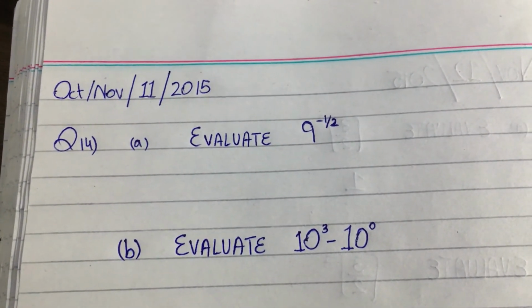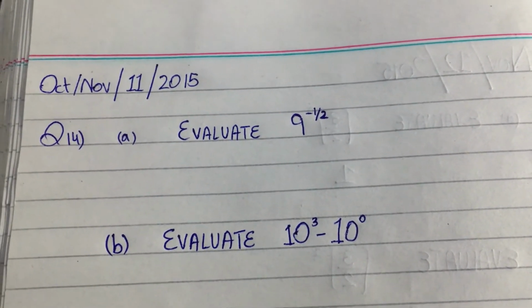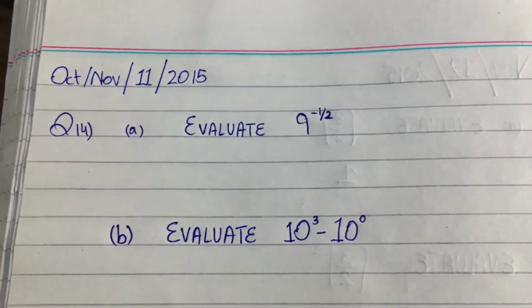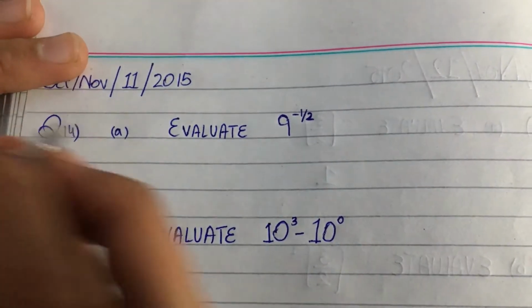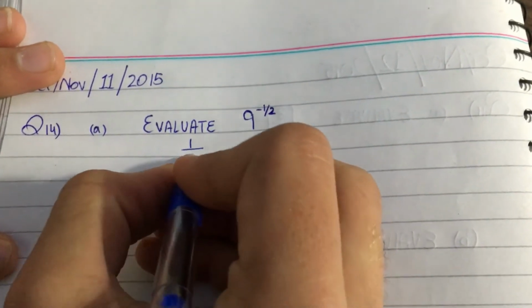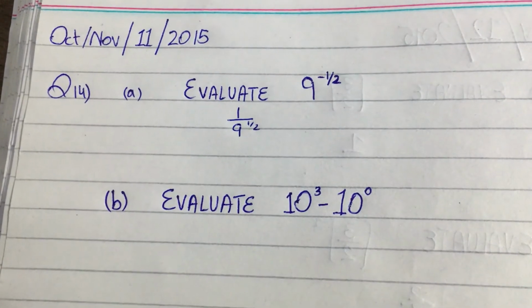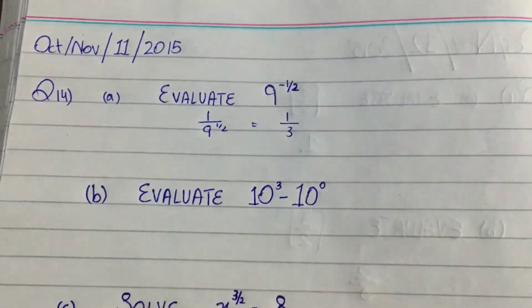Question number 14a says evaluate 9 power minus 1 over 2. I think we did a similar question before. It's very simple. The minus will cause the 9 to go into the denominator. It will become 1 over 9 power 1 over 2. 1 over 2 is basically square root, and square root of 9 is 3. So our answer is 1 over 3.